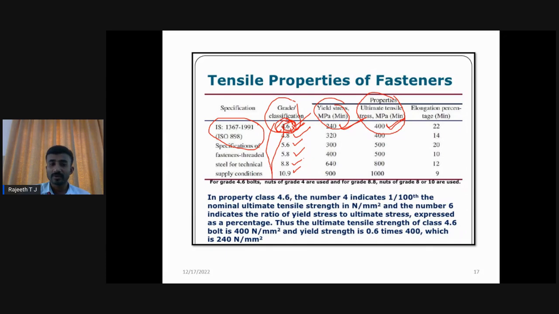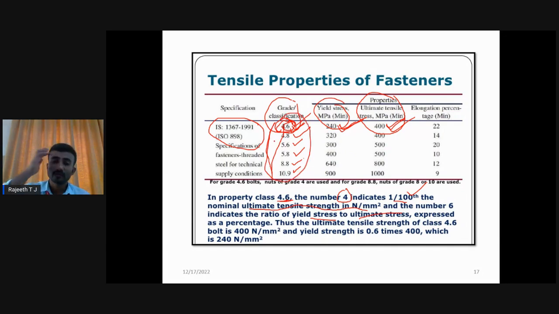If you take a property class 4.6 bolt, the starting number 4 indicates one by 100th of the nominal ultimate strength of the material. For example, if the ultimate strength is 400, dividing by 100 gives 4. That is your first number. Then the number 6 indicates the ratio of yield stress to ultimate stress. Assume your yield stress is 240, divided by 400, you get 0.6. This is how we get the different types of bolts.